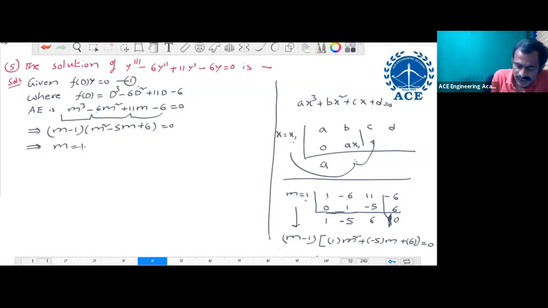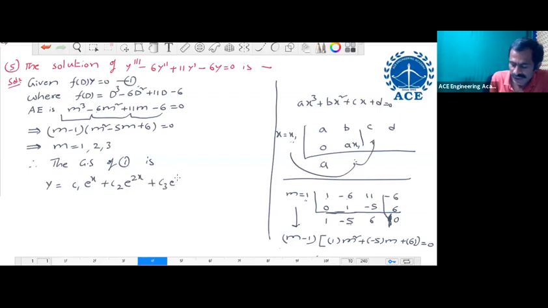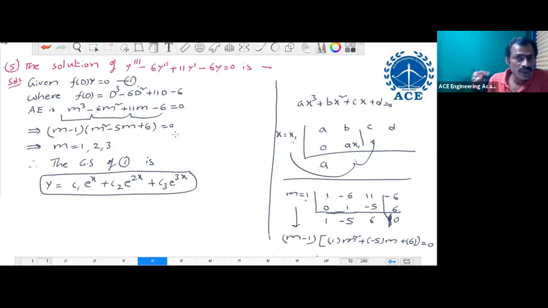From the first factor, we are getting one root, m equal to 1. From the other factor, we get two more roots, 2 and 3. All the roots are real and different. Therefore, the general solution of 1 is y equal to c1 e power x plus c2 e power 2x plus c3 e power 3x. This is the general solution. Just write the auxiliary equation, solve it for roots, and then choose the answer in the examination. Based on the roots, we write the solution.